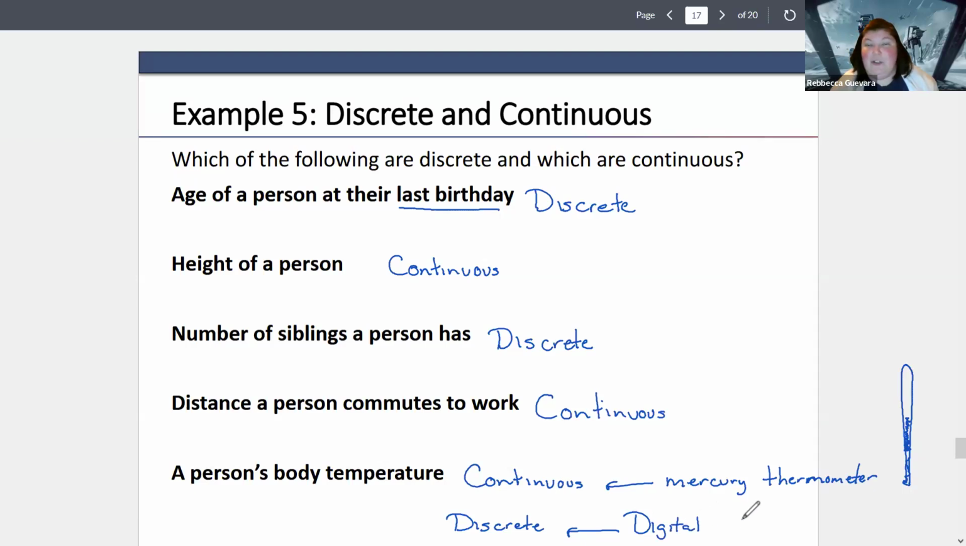Because with a digital thermometer, usually it only goes out to 1 decimal place. So you can have a temperature of 98.2 or 98.3. There's not anything in between those two numbers. This can be a little ambiguous as far as we're concerned. I would say body temperature would be a continuous measurement, but that's just something to bear in mind. If you end up doing more statistics, the way you might treat those numbers might be a little different based on the kind of device you're using to measure.